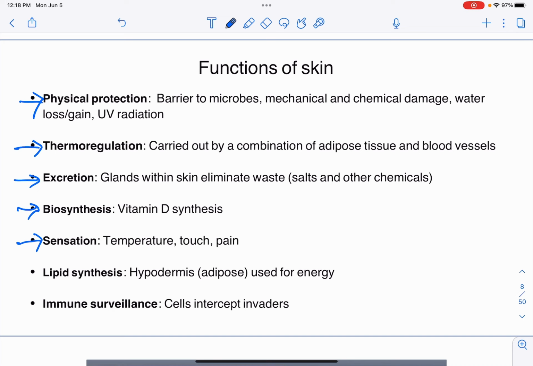And a lot of these receptors are there so that we can understand what is going on in the outside environment. Next, we have a role of skin with lipid synthesis. Again, there is a layer of fat under the epidermis that I will show you later in the lecture, and this is a good source of energy. And then finally, there is a role of skin with immune surveillance. There are lots of cells on and in our skin to intercept invaders that might come in contact with us.